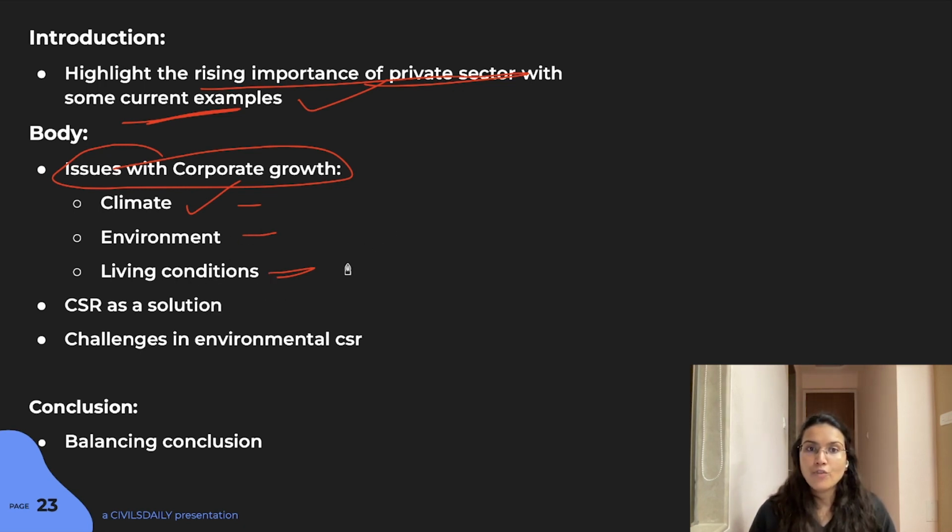Okay. For example, here the mercury related pollution. Okay, you can talk about that. There was this case in South India, HUL related. You can talk about that. Okay. So these are the things that you can highlight.